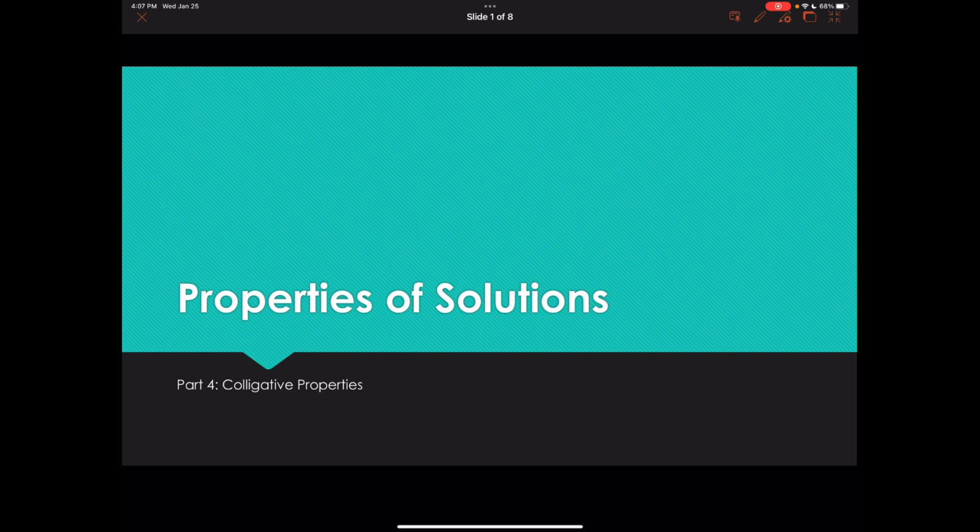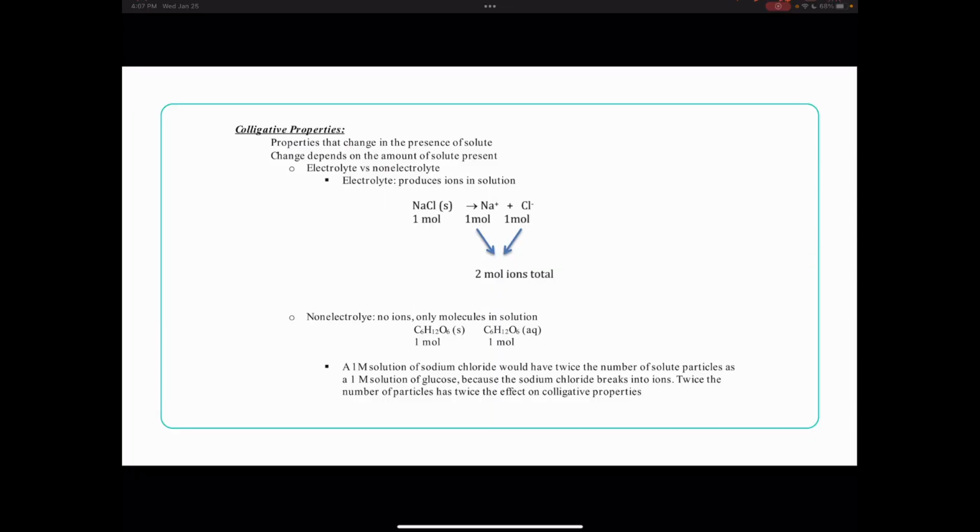Now those properties that change, we're going to refer to as colligative properties. So a colligative property is a property that changes in the presence of a solute. Now that change depends on the amount of solute present, and the amount of solute present depends on the nature of that solute. So we need to look and see if our solutes are electrolytes versus non-electrolytes.